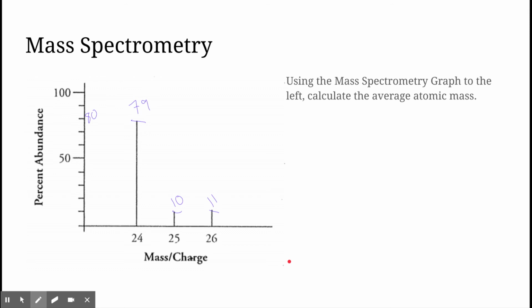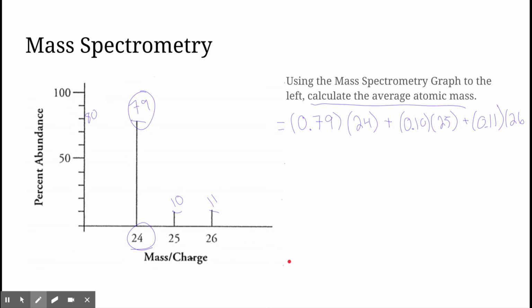So now I need to do my second step. I need to use this to calculate the average atomic mass. Well, this is very similar to what you were doing on Monday, where you take each of these percentages. So I've got 79%, which I turn into a decimal, so it's 0.79, and then I multiply that by its mass, times 24. And then I do the second one. So I've got 0.10 times 25, and then 0.11 times 26. All right, so go ahead and put this in your calculator and calculate what it is.